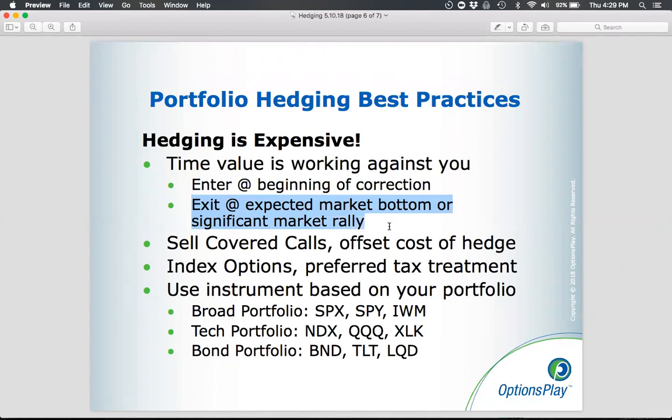Or if you're completely wrong on your expectations of a market correction, so if SPY is at 270 like it is right now, and you think it's going to move lower, but 2 weeks later it's at 280 or 290, get out immediately, because you're losing money on the hedge. And that's really what causes underperformance of portfolios in the long run. So make sure you understand that hedging is expensive and time value is the one thing that's working against you.